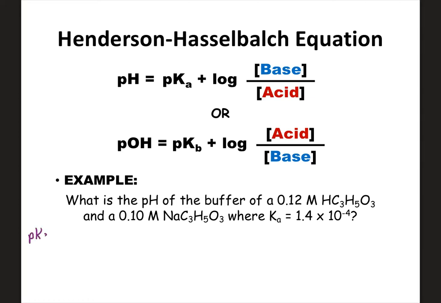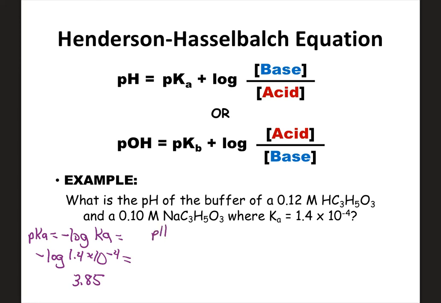I know pKa is equal to the negative log of Ka. So in the problem, they gave me Ka. So I know I'm going to have here the negative log of this 1.4 times 10 to the minus fourth. And when I do that, I get 3.85. So that's my pKa here. So I need to plug into my equation. You need to write your equation.